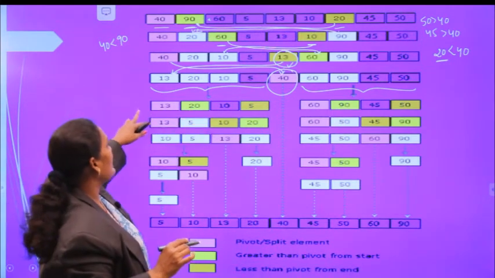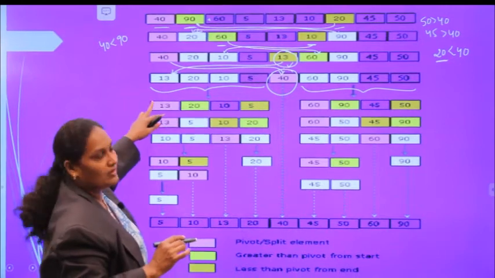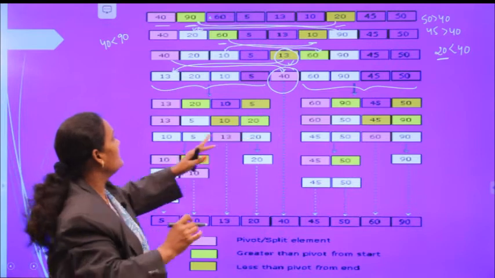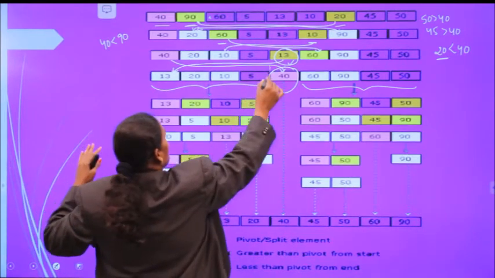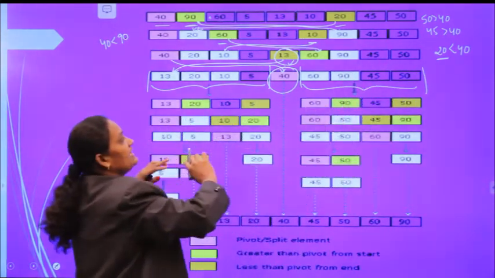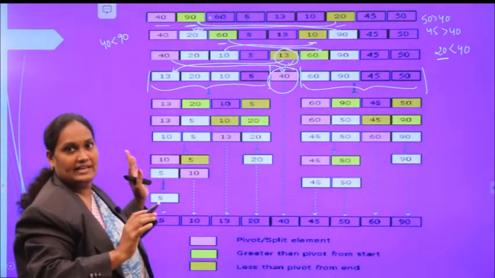All the elements before the pivot are less than it, and all the elements after it are greater. So the array is partitioned. This becomes one sub-array and this becomes another sub-array. Now we need to sort these two sub-arrays individually.